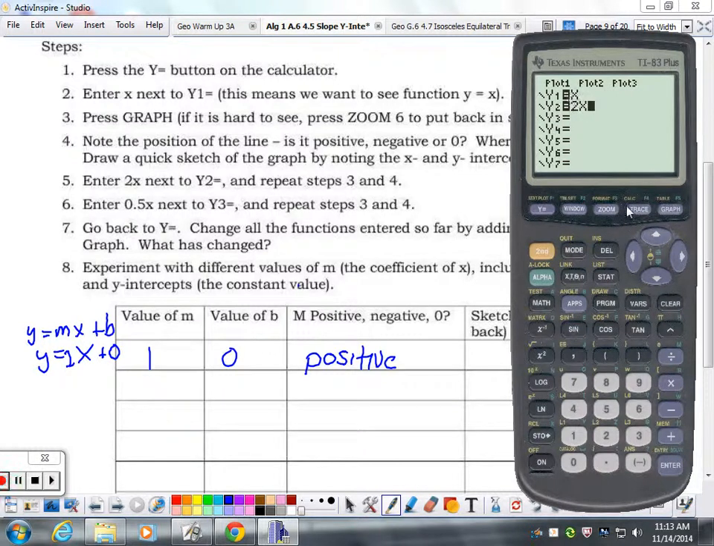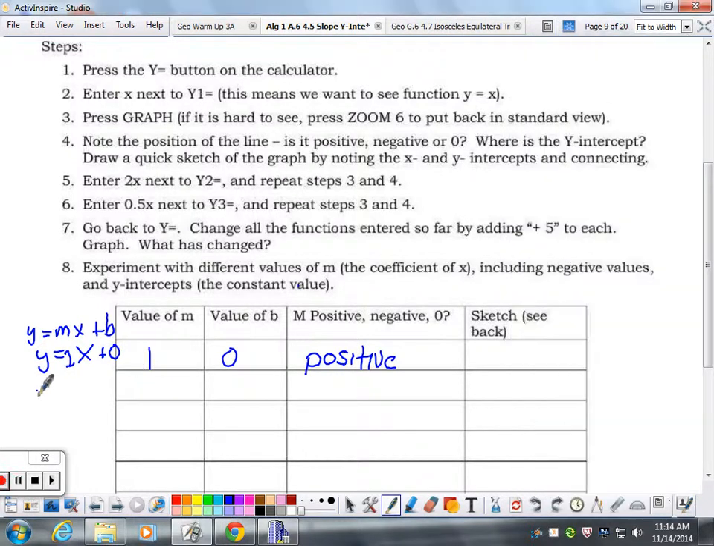What happened? Are we there? What's the matter? Now when you press graph, you can look up here first to make sure you see the same thing. There's my y equals x. Y equals 2x comes in a second. And the second one you see. This one's y equals x. This one is y equals 2x.